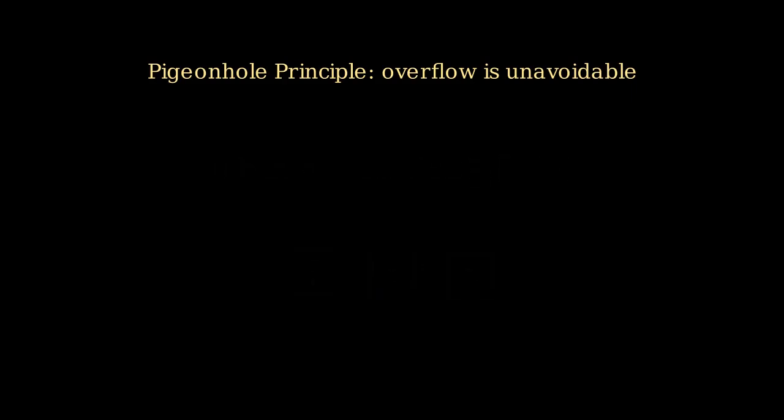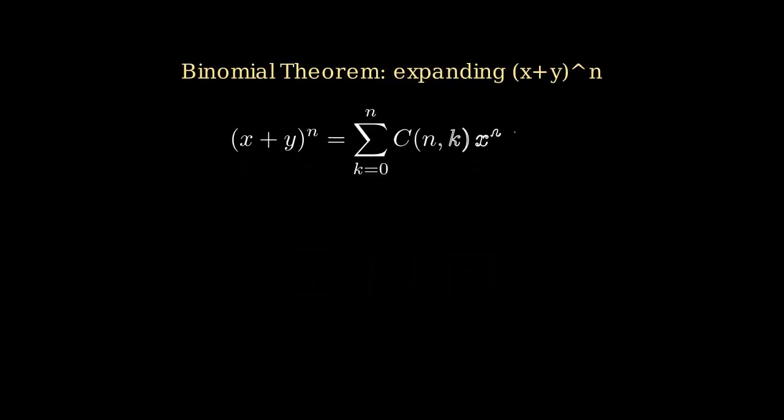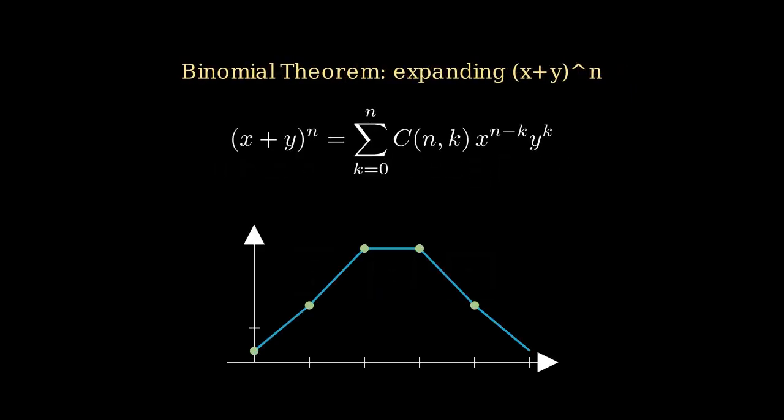And the binomial theorem gives the full expansion of any power of a sum. The quantity x plus y to the n equals the sum from k equals 0 to n of C of n, k times x to the power n minus k times y to the power k.